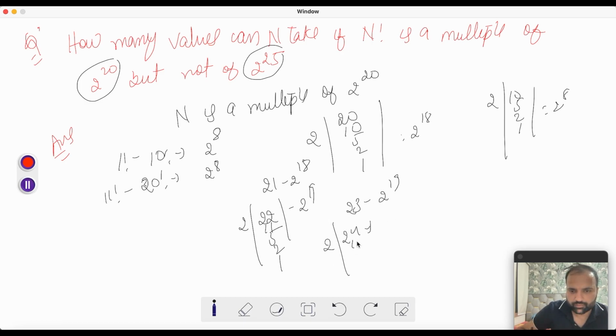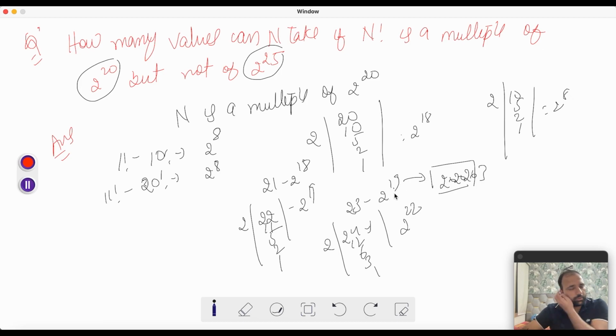So 12, 6, 3, 1. So 3, 10, 22. So you have over here 2 to the power 22. Why? Just because what is 24? 24 is 2 into 2 into 2 into 3. So there we are adding 3 2's extra over here. So therefore it will be skipping the 0 concept. So from 19 it will be 22. Okay.